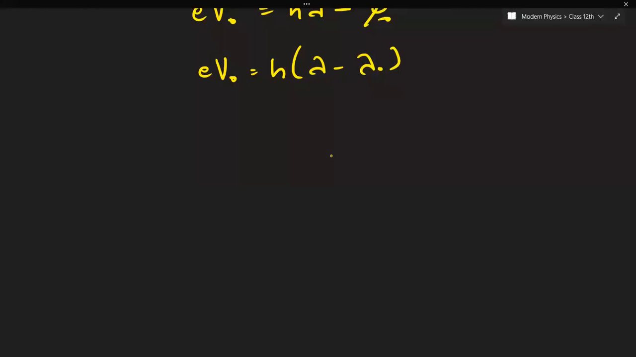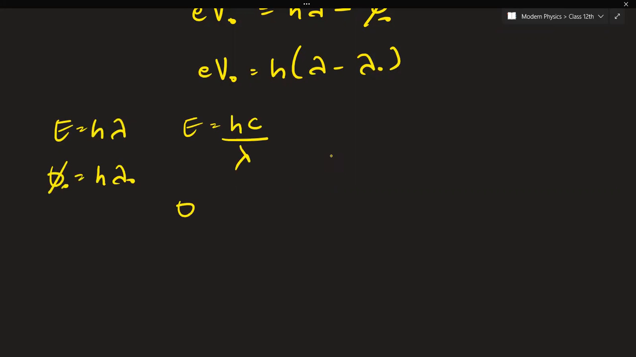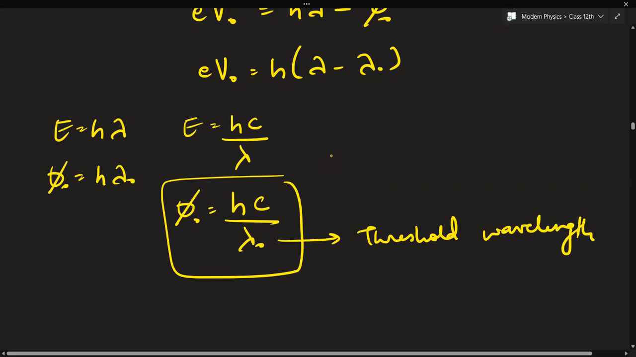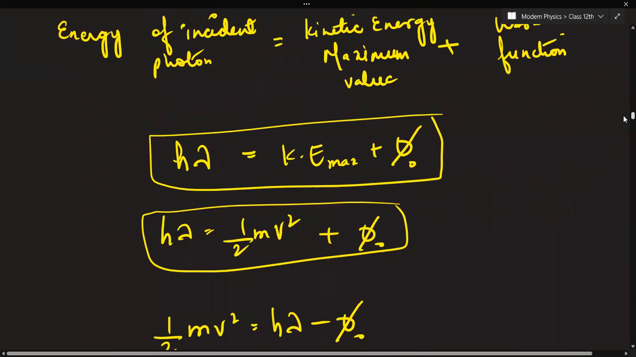See class, the way E is equal to h nu, phi is equal to h nu naught. The way E is equal to h c by lambda, phi is equal to h c by lambda naught. That is the threshold wavelength. All these formulas you don't need to remember, class. I'm just substituting. Don't think these are 15 to 16 new formulas. The one formula is this: total energy is equal to maximum kinetic energy plus work function.